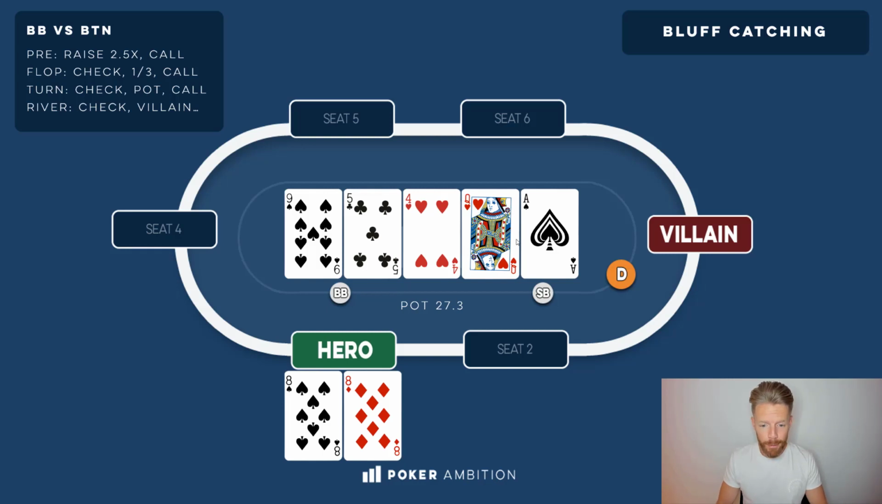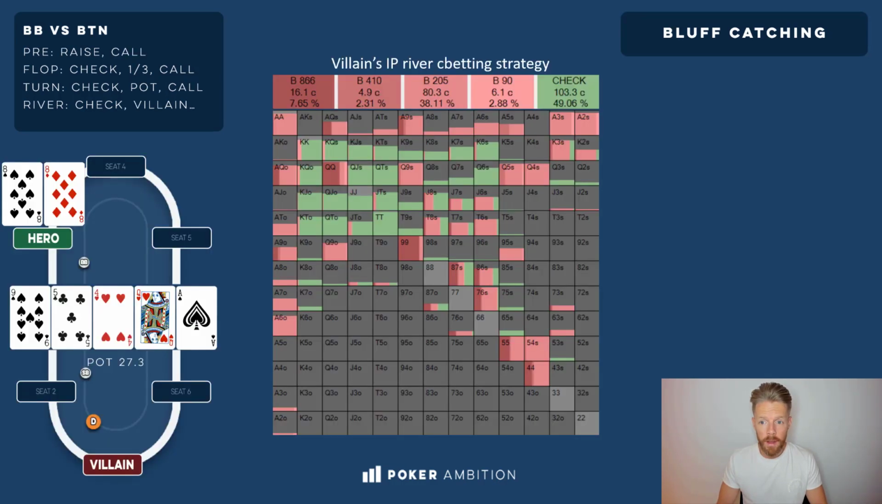Don't take this advice too literally. So the river is an ace, brings in another scare card, and we're going to check to villain. Not really a reason to donk bet here on the river. So let's see what villain should do in theory.